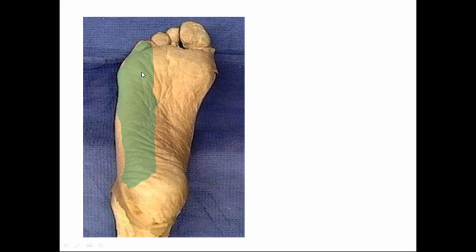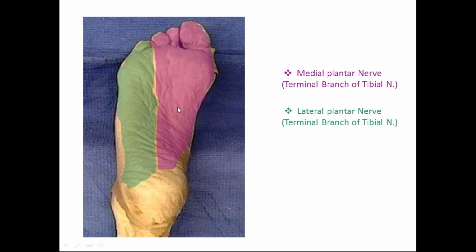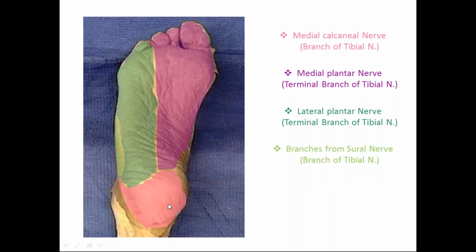Okay, good. That is the lateral plantar nerve. And what about this area? This area is supplied by the medial plantar nerve. What about this pink area, the weight bearing area of the heel? That is supplied by the medial calcaneal branch, which again comes from the tibial nerve. And the marginal areas on the lateral side and the medial side are supplied by branches from the sural nerve and the saphenous nerve.